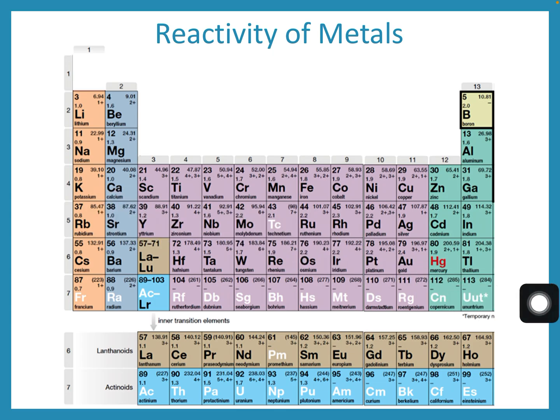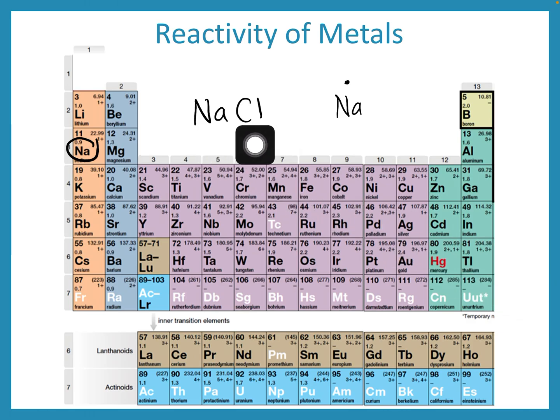And when we think about this part of the periodic table, these are going to lose electrons. So when we talk about reactivity, we're talking about forming bonds with something else. So for example, sodium can form a bond with chlorine. And sodium in its valence shell has 1 electron. So in order for this to happen, that electron is going to be lost.